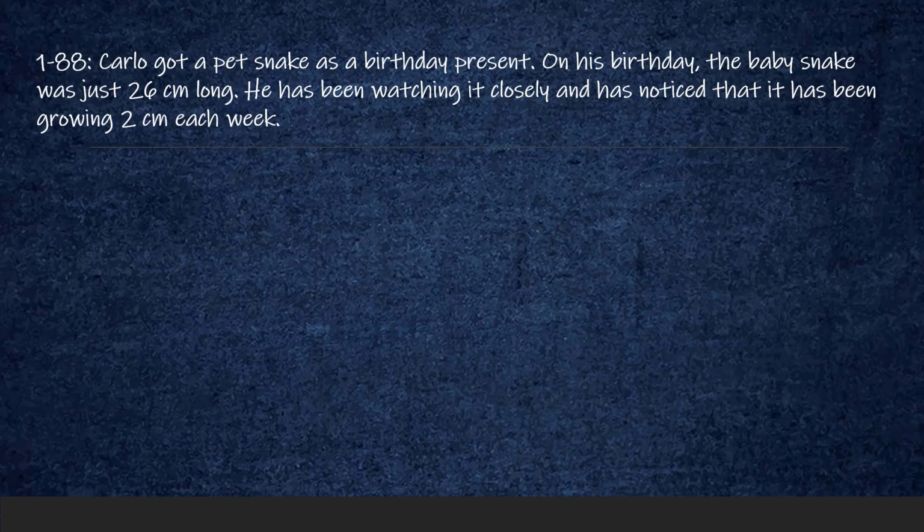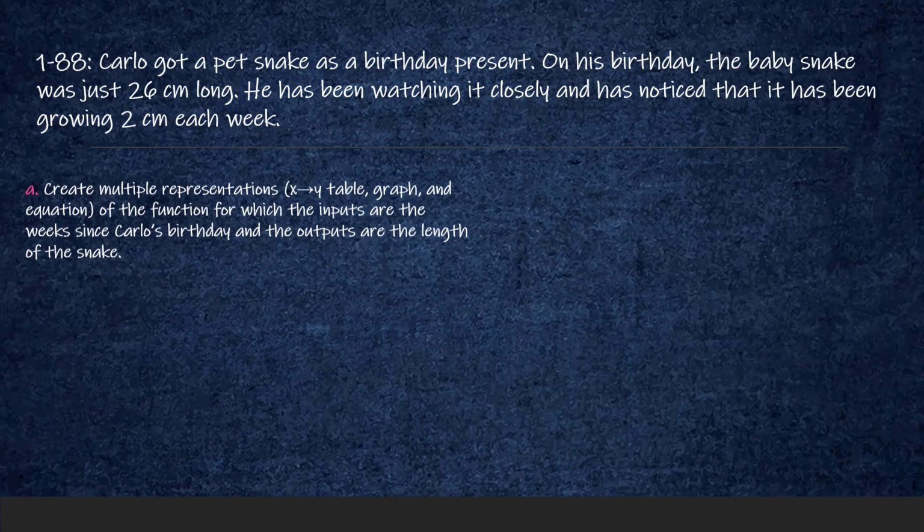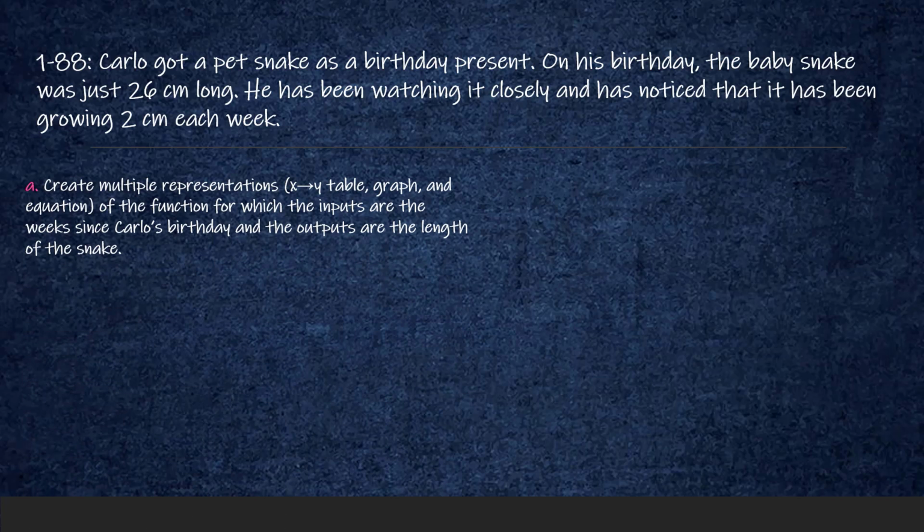Okay, 1-88. Carlo got a pet snake as a birthday present. First of all, I would never want a pet snake for a birthday present. Nope, sorry, not me. On his birthday, the baby snake was just 26 centimeters long. He has been watching it closely and has noticed that it has been growing 2 centimeters each week. Part A here: create multiple representations, an XY table, graph, and equation of the function for which the inputs are the weeks since Carlo's birthday and the outputs are the length of the snake.